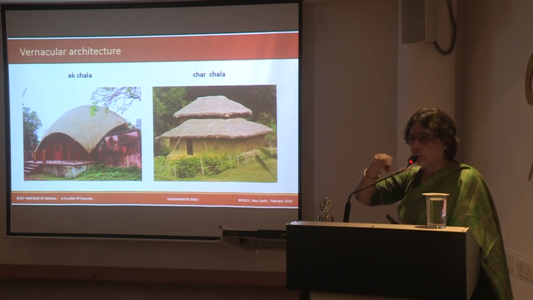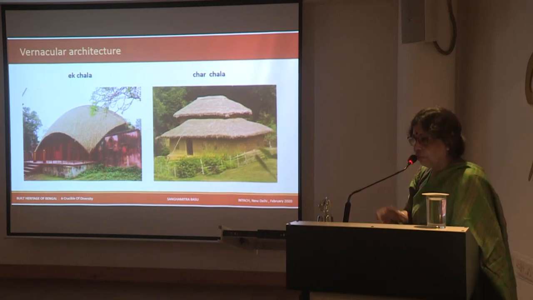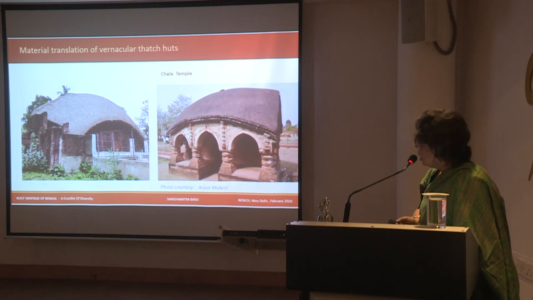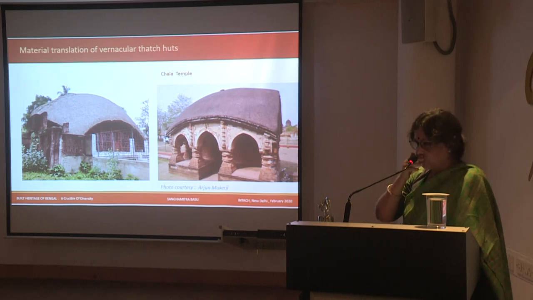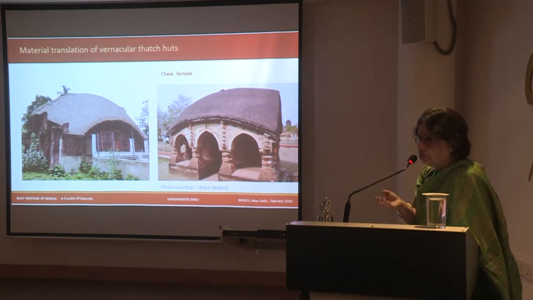So you have a center room surrounded by the veranda, which in this climate is a very climate responsive, rational type of design. So this char chala and ek chala were the basic vernacular forms, and you see the humped roof which is there. And so based on these vernacular forms, the temple types evolved. They evolved in more permanent material. So if you see the form, it came from the vernacular art form, but it was absorbed or translated into more permanent material, terracotta, stone, and others. So there is a reason probably behind that.